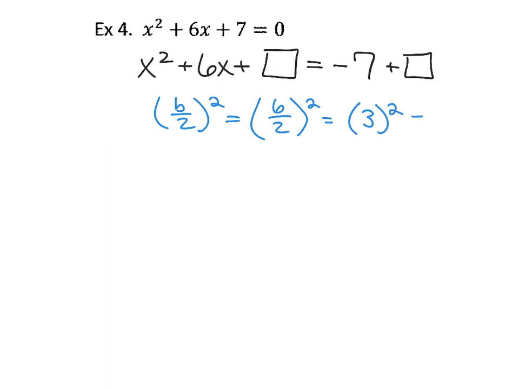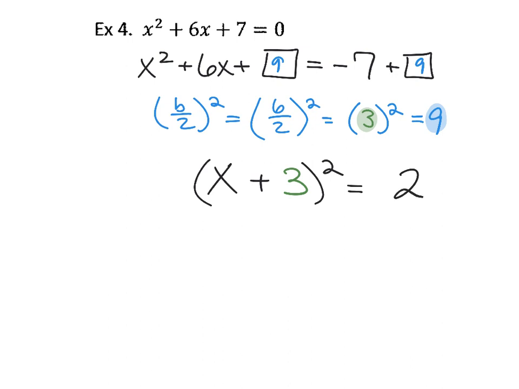I find that by doing b divided by 2 squared, which is 6 divided by 2 squared, which is 3 squared, which is 9. Now, I don't show a lot of intermediate steps unless they're important, just me as a mathematician. And I'm showing all of these because the 9 is important. It goes in the box. The 3 is important because it goes in the parentheses. So this becomes x plus 3, all of that squared, equal to whatever -7 plus 9 is, which is 2. Yes? Okay.